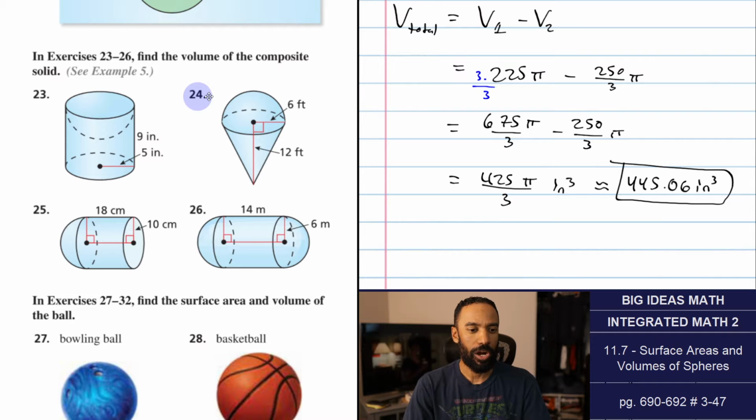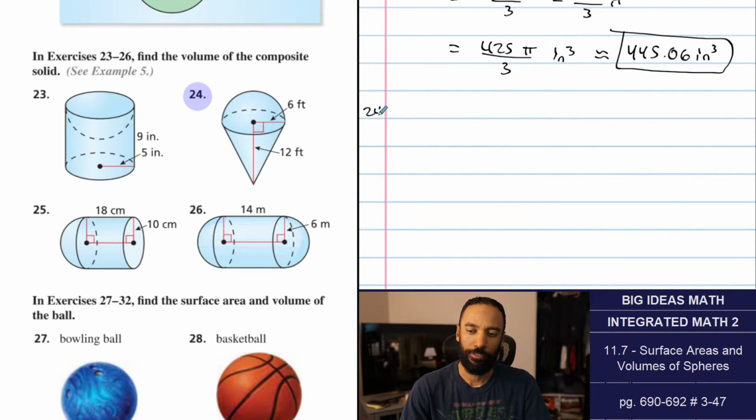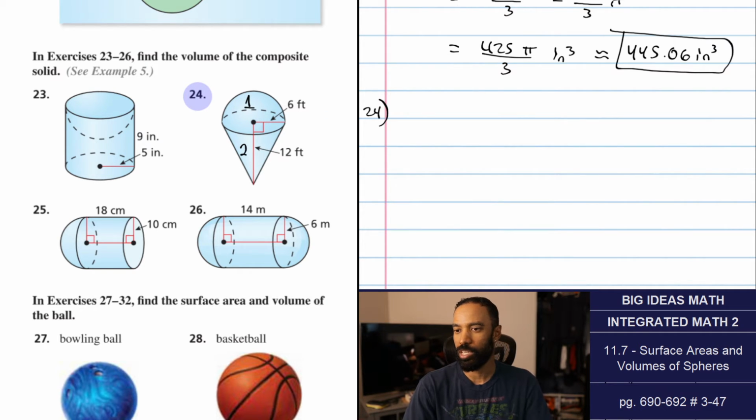So again, these are all those hemispheres. So it's another 2/3 pi r cubed. And they share the same radius as the cone this time. Number 24 in this ice cream configuration, let's start with the hemisphere as object 1 and then the cone as object 2. So the radius of either object is 6 feet.